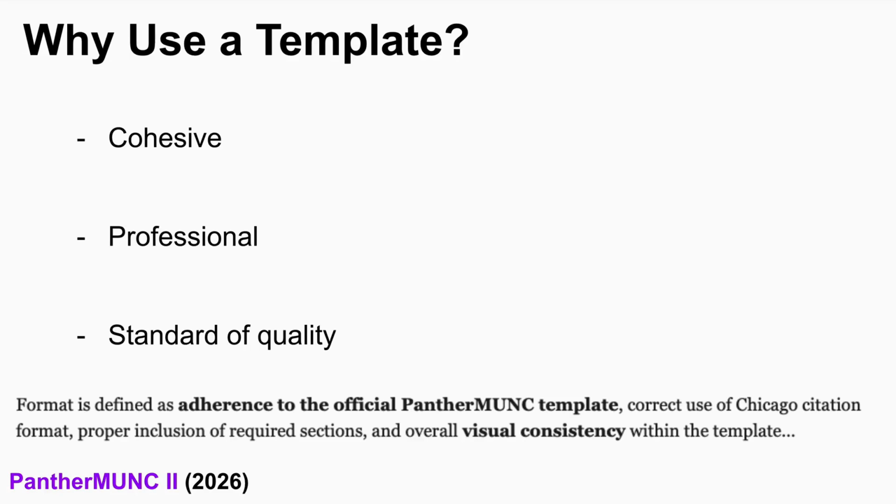We also want to define a standard of quality, what it means to be a good conference. What does that mean? Well, it means to have a background guide that's of course rich in content, but also is properly formatted and looks nice. And so I cut out this section from the quality control rubric, and I'll read it. Format is defined as adherence to the official PantherMUNC template, correct use of Chicago citation format, proper inclusion of required sections, and overall visual consistency within the template. And we'll touch on most of those today, going through how to do that in Google Docs.